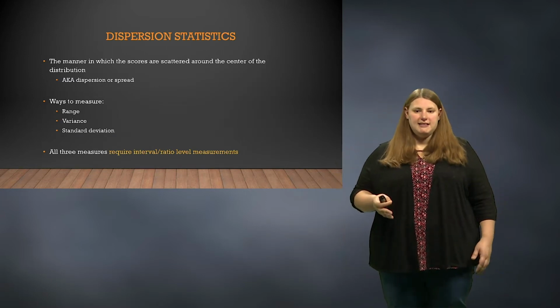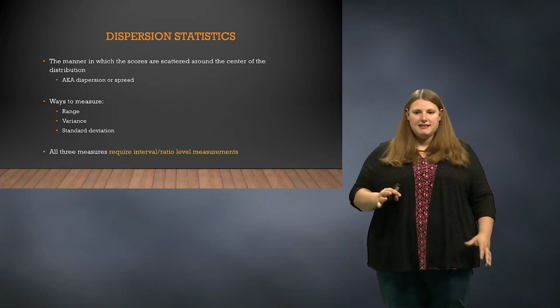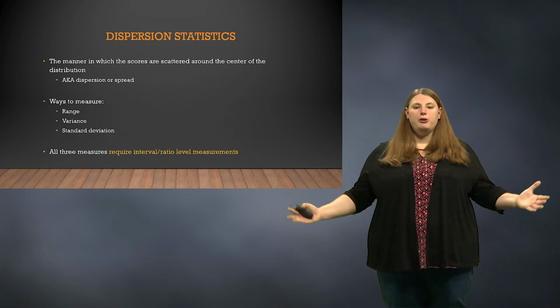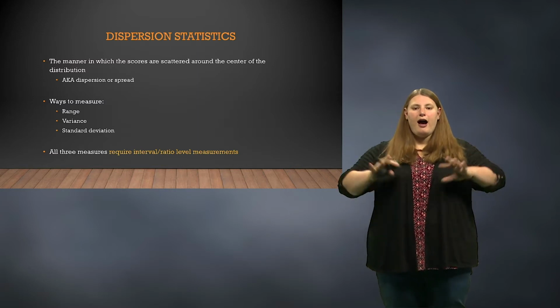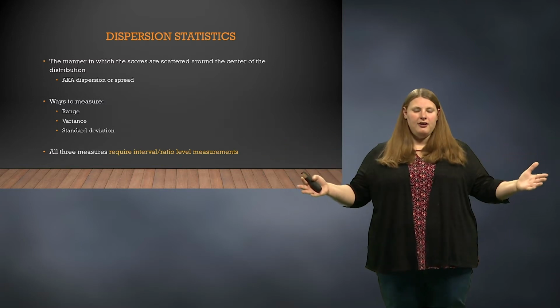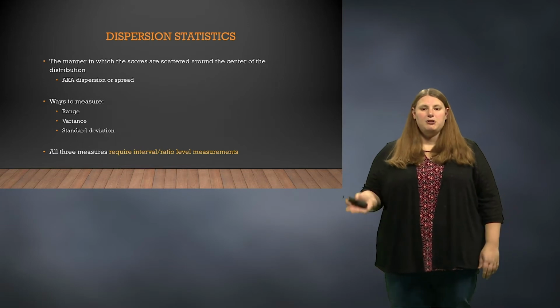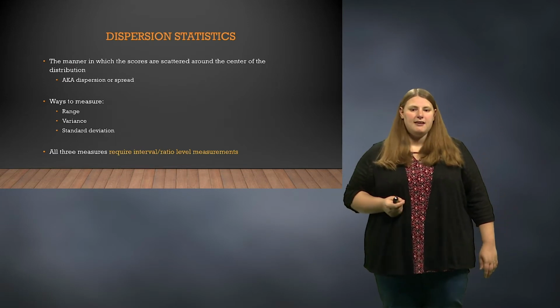Unlike central tendency statistics, dispersion statistics focus on the distribution of the scores, not just the center value. So they can tell us about how the scores are spread out from one another, which allows us to better differentiate between Class A and Class B from the previous slide.